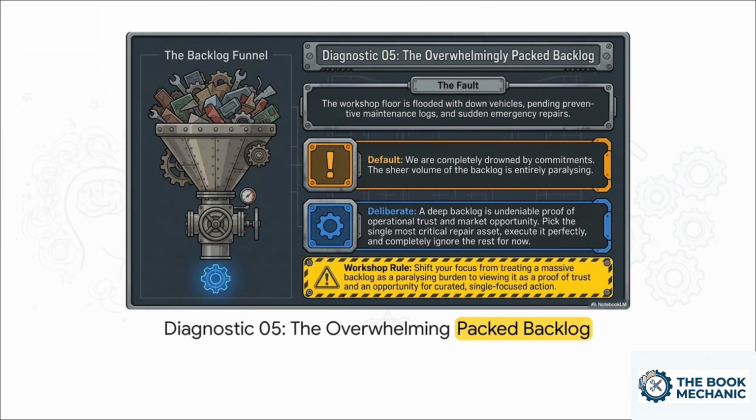Now look at this backlog funnel. It visualizes a workshop floor completely flooded with down vehicles, preventative maintenance logs, and emergency repairs. The sheer volume makes it feel like the funnel is totally clogged, right? And our default state is to become completely paralyzed by the sheer weight of all those commitments.